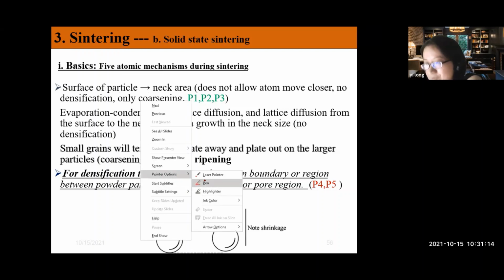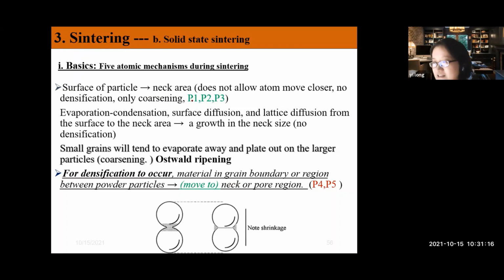Anyway, so let's see. We just learned P1, P2, P3, right? P1, P2, P3 is everything going from the surface to the neck, or you use volume diffusion. This one actually does not allow the atoms to move closer. It's simply coupling, which means it's only going to become bigger and bigger and bigger.